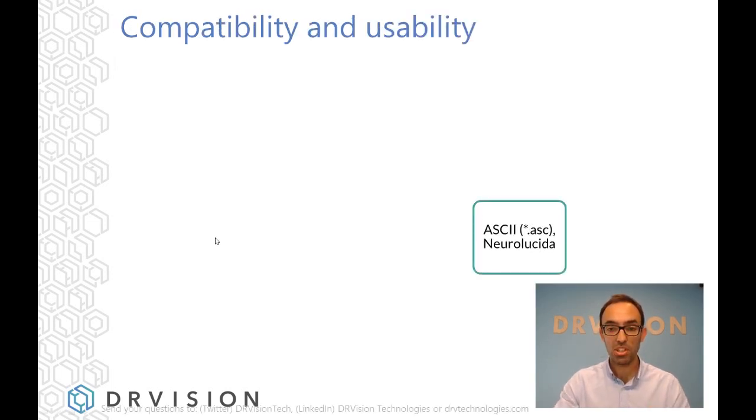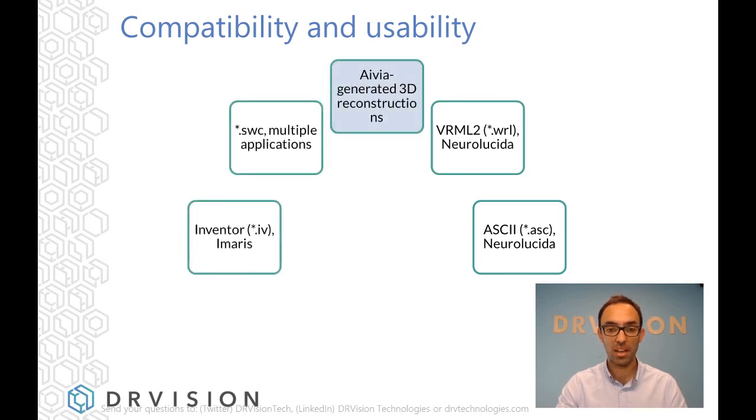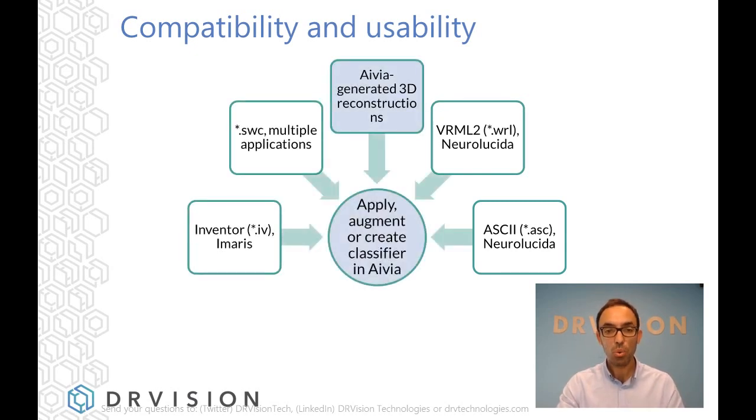I have already mentioned briefly this, but I wanted to make sure you remember it. We can load reconstructions created in many other softwares. In fact, we believe we are now covering all of the main file types that are created by other software tools. The SWC is probably the most used one. It's a standard one across neurosciences. So you can load reconstructions done in many other softwares into Aivia.